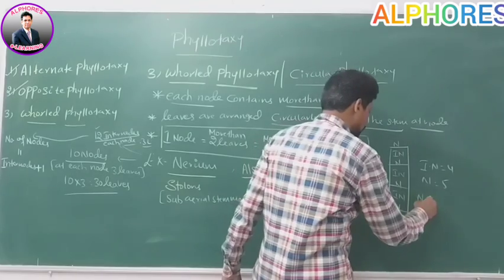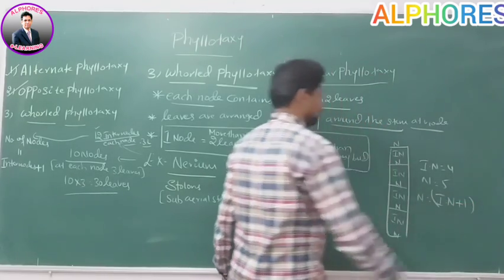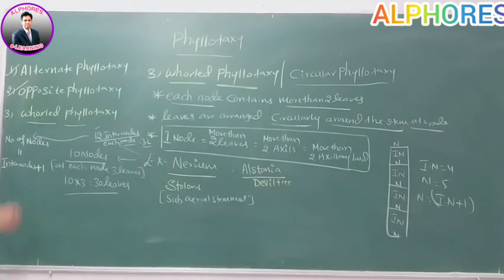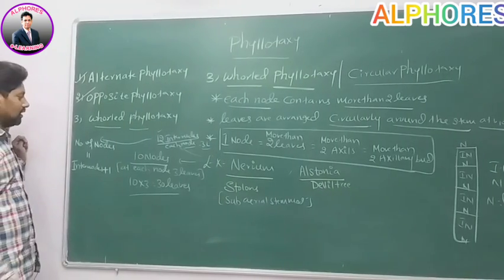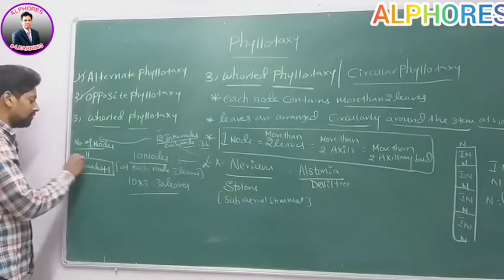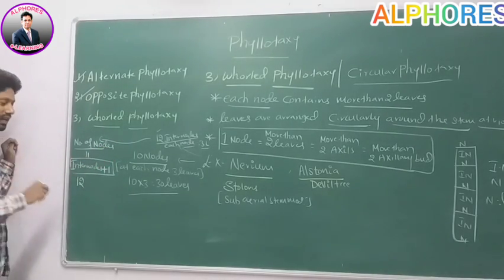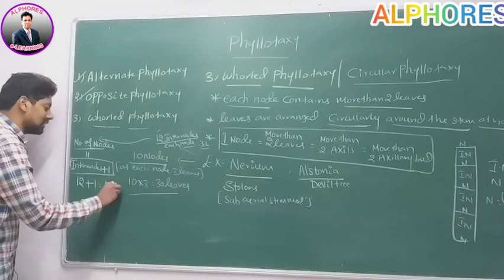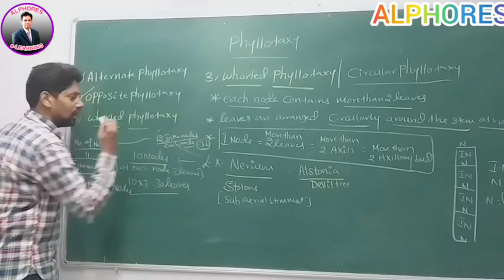Therefore, if you want the number of nodes, what do we have to do? Number of internodes plus 1. Yes or no? Right. In the question, the number of internodes is given, and we want the number of nodes. Therefore, the number of nodes is equal to the number of internodes plus 1. Here, how many internodes are there? 12 internodes. Therefore, 12 plus 1 becomes 13. 13 nodes are present.